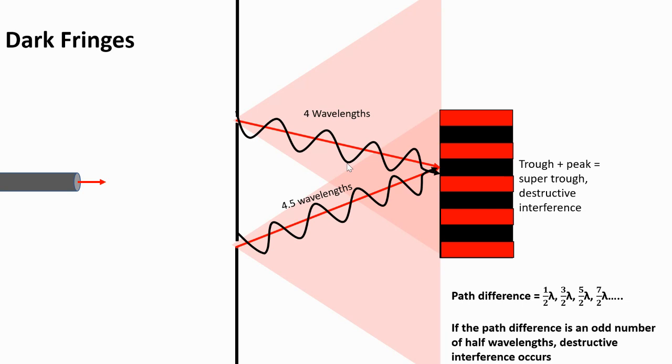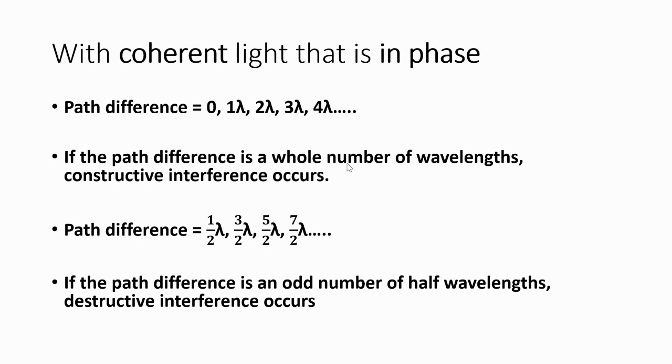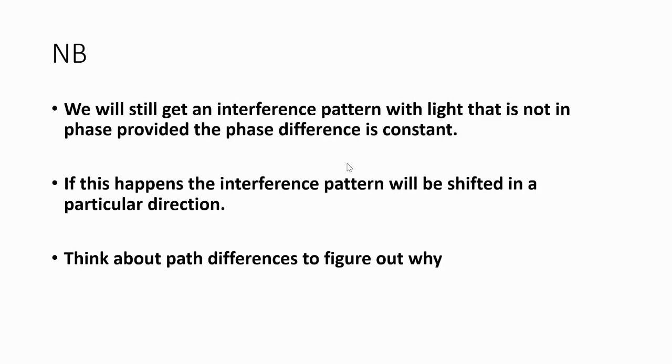So, to summarize, if we're using coherent light that is in phase, our path difference is a multiple of a whole wavelength, then we get constructive interference. On the other hand, if our path difference is an odd number of half wavelengths, we get destructive interference. We would still get an interference pattern if light is not in phase, provided the phase difference is constant. What will happen is that the interference pattern will be shifted left or right, however. You could have a think about the path differences to figure out why.